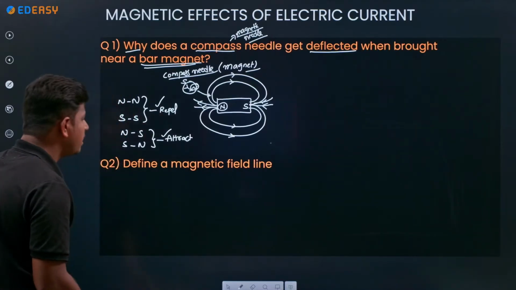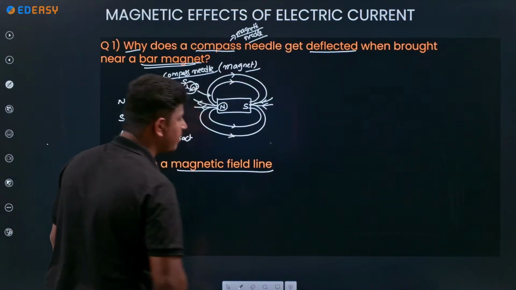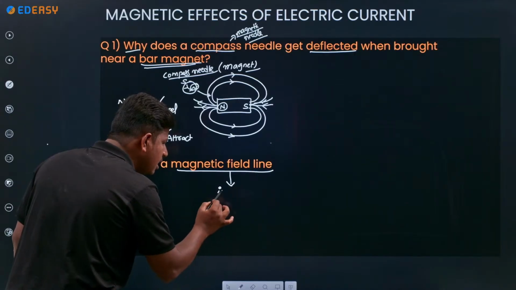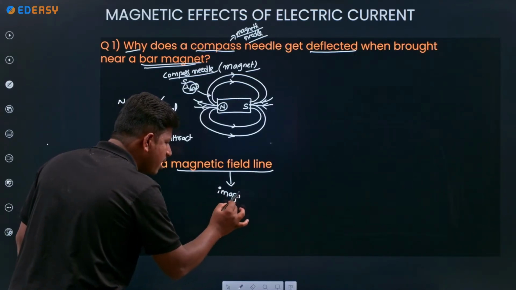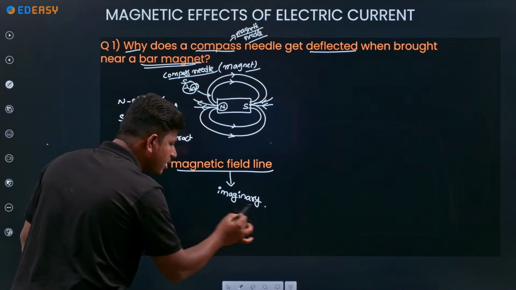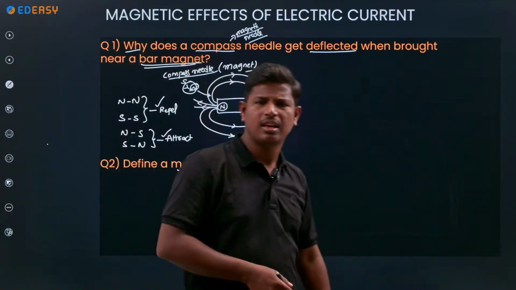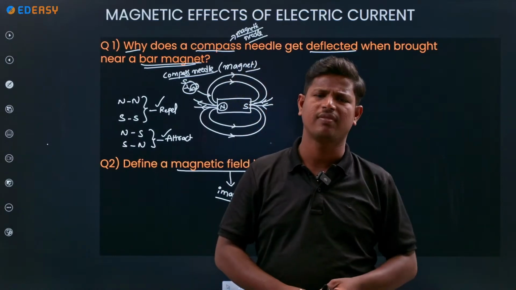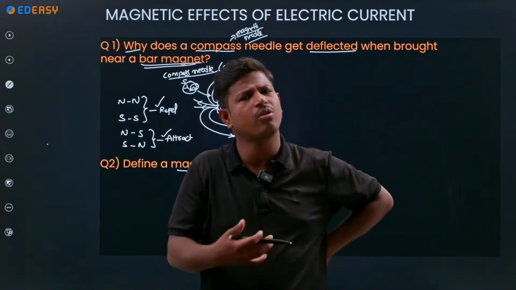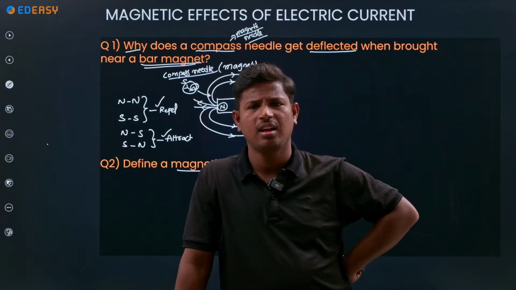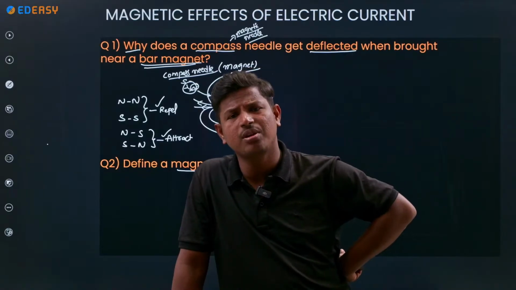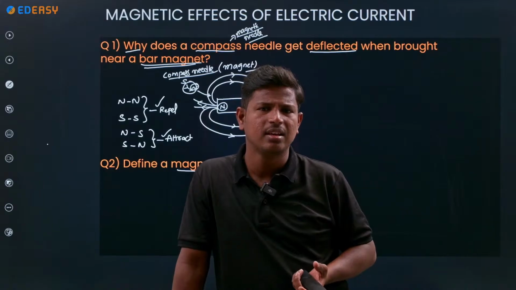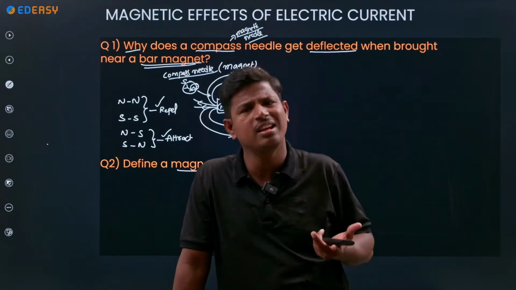Okay. Next, define a magnetic field line. Simply, it is an imaginary line. At a particular point, it has both magnitude and direction. That's it. Very simple. How are the magnetic lines produced? By the magnet only. Can we see those magnetic lines? Is it possible to see? No. They are imaginary lines only.